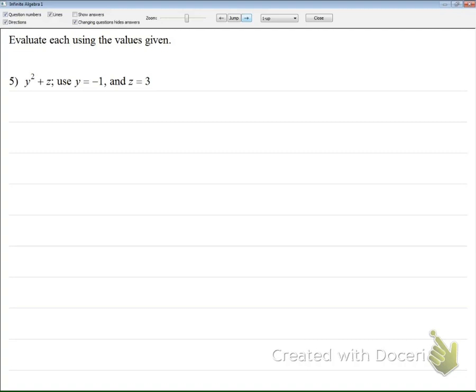Let's look at number 5 whenever you're ready. You do the problem first. Push pause until you're ready, and then push play when you're ready to see the answers. Okay, so you're ready. Y is a negative 1. I'm going to replace it and put it inside parentheses to the second power, plus Z is a positive number, so I just write it down. Negative 1 to the second power, well, a negative 1 times a negative 1 equals a positive 1. Plus the 3, and 1 plus 3 equals 4.